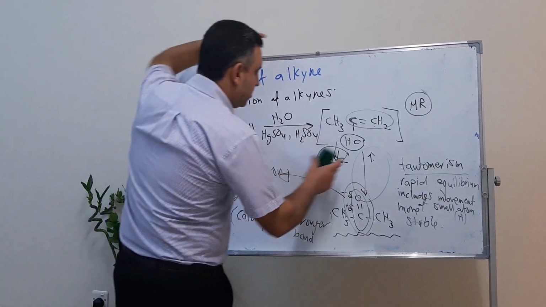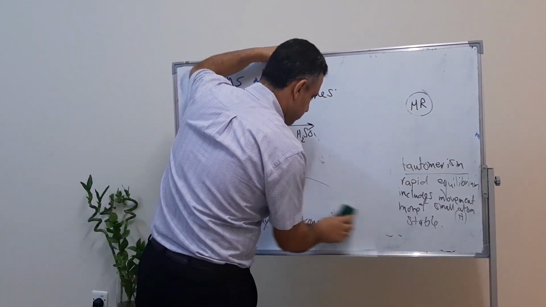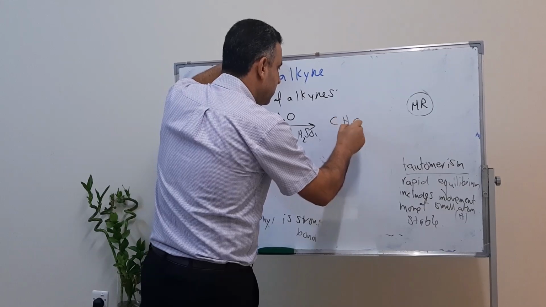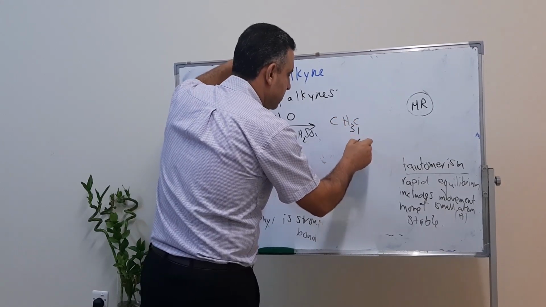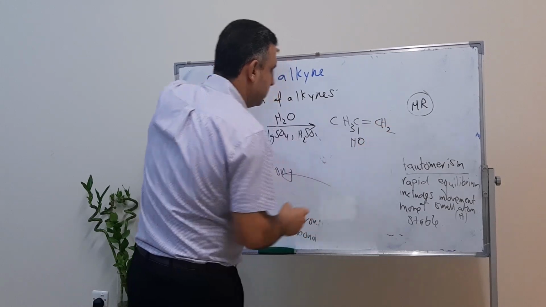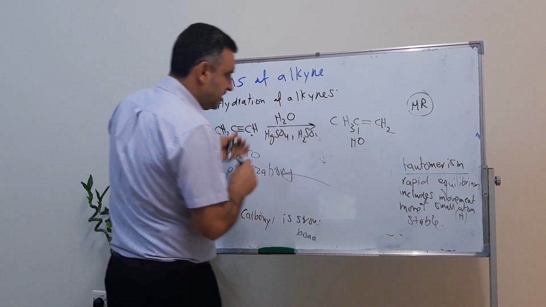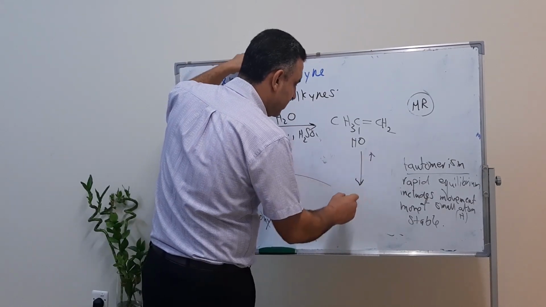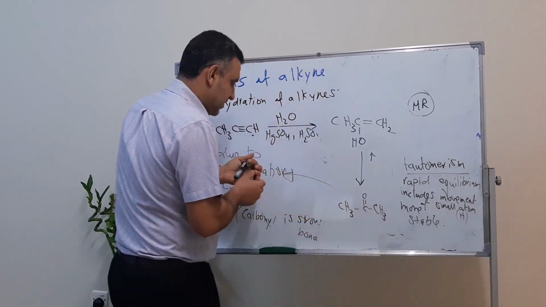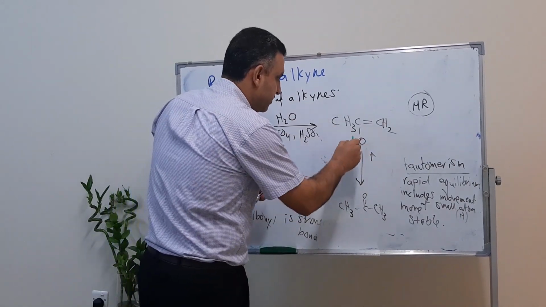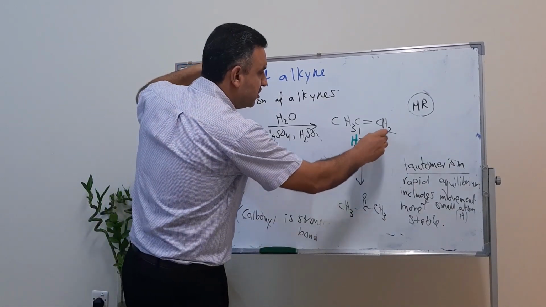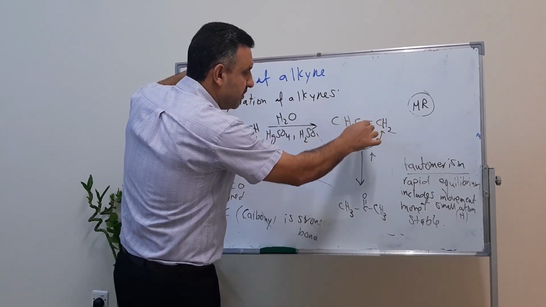Let me redraw the structure to make it more clear. Carbon, CH3, COH, double bond C, and then CH2. What you can see here is that this will transform in a rapid equilibrium into CH3, C double bond O, CH3. What happened is this hydrogen, which I'm going to specify in red, has been moved from the connection to the oxygen to the connection to the carbon, and the double bond has simply changed.